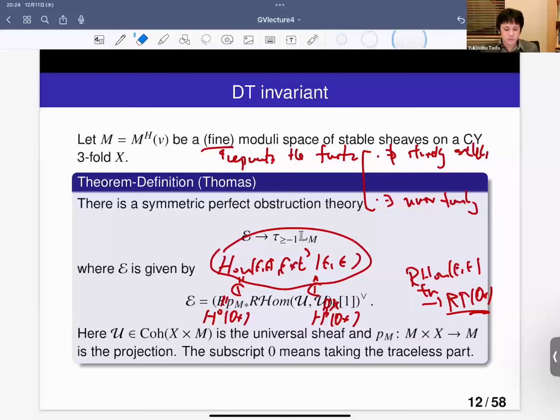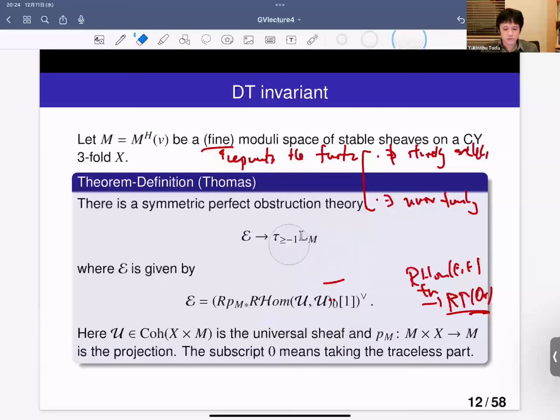It also has some effect if the Calabi-Yau threefold has a non-trivial H^1. In this case, we also keep the deformation of the sheaf so that the determinant also deforms. So this also means that we fix the determinant of the sheaf. But in many cases, we assume that H^1(X) equals 0. In that case, this traceless part only implies that we ignore the Hom and Ext^3.